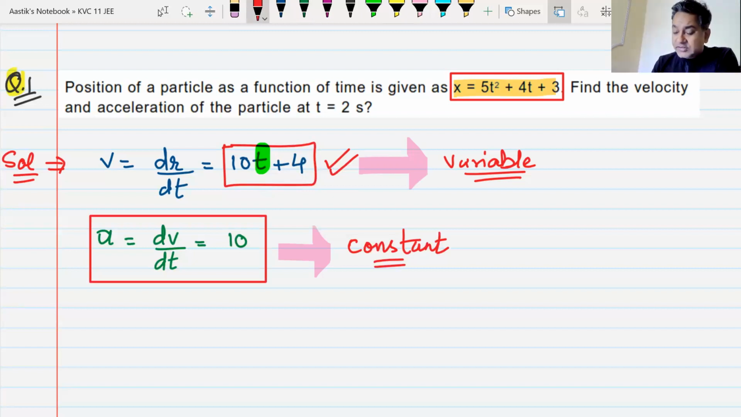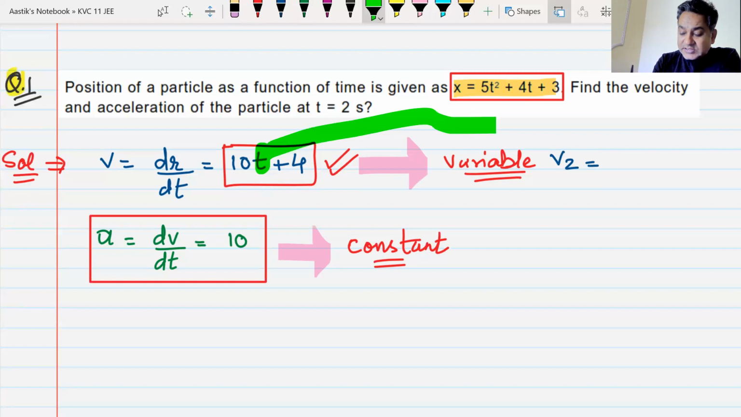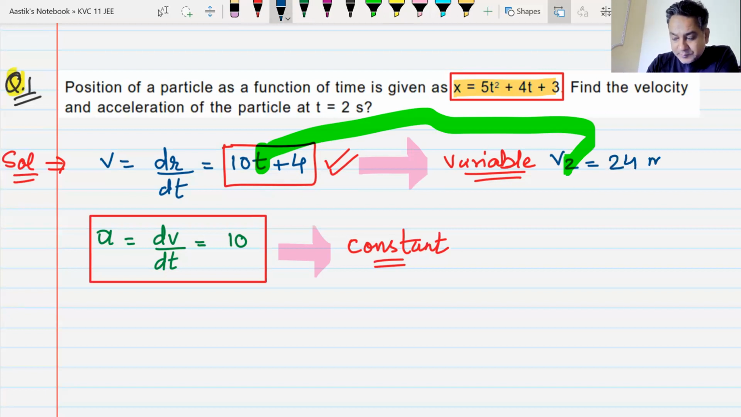To find out the velocity at 2 seconds, what do I do? I write it as v2. So basically, I will put the value of time as 2 seconds. Do we understand this? I will put the value of time as 2 seconds and get the answer. So if I put the value of time as 2 seconds, 2 into 10 is 20. My answer would be 24 meter per second, assuming that everything is in SI units.